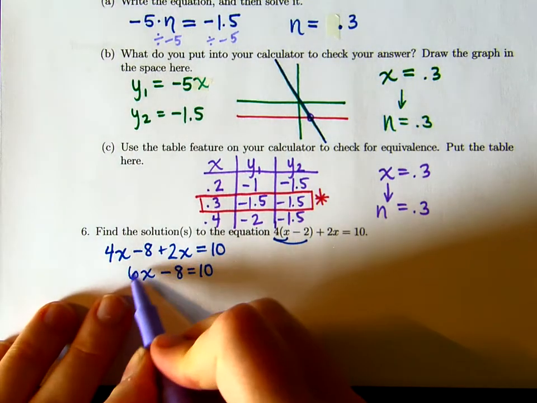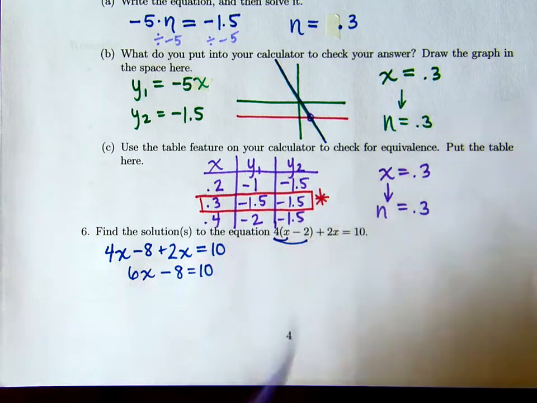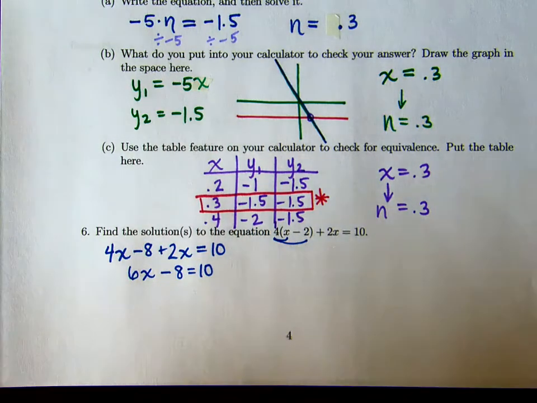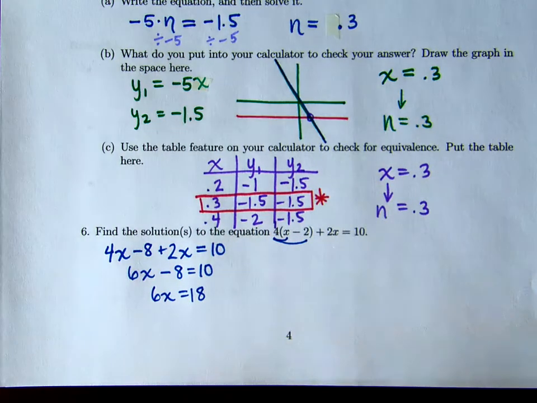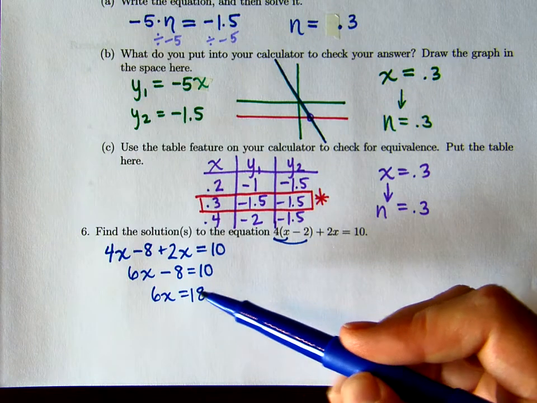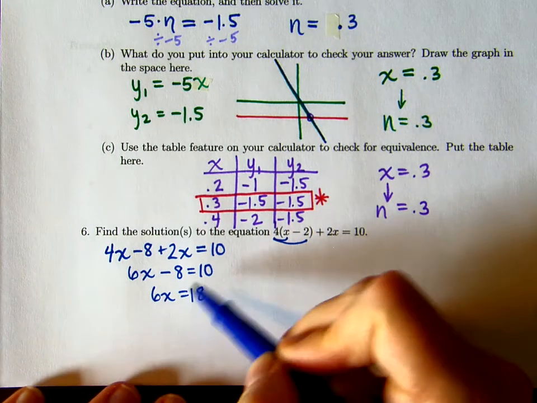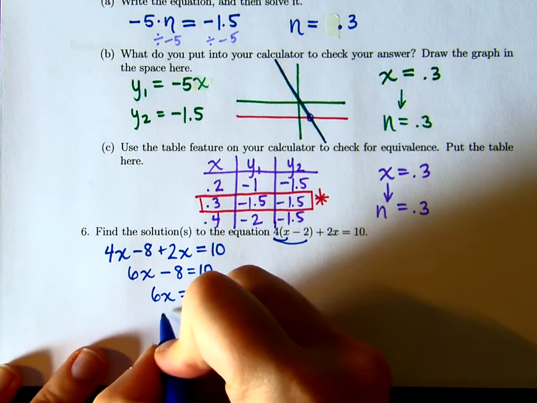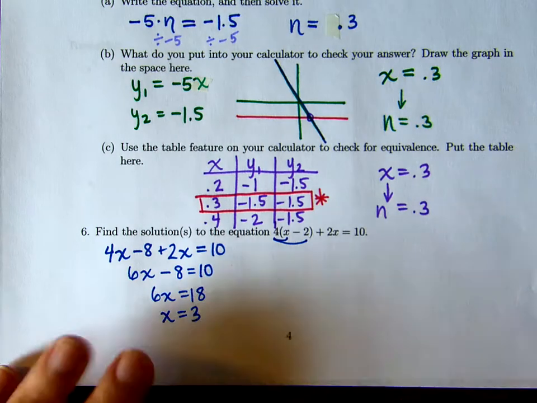Well, that means that 6x has to be 18, because 18 take away 8 is 10. Okay, and if you used the additive property, go ahead, you add 8 to both sides, and then scale this down by 6, divide by 6. 6 times 3 equals 18.